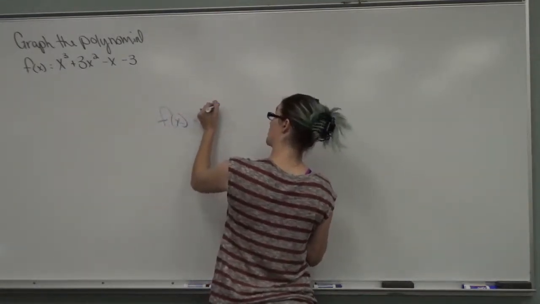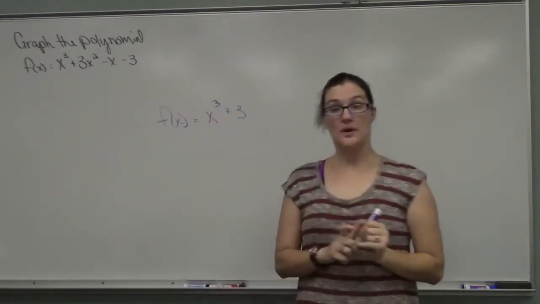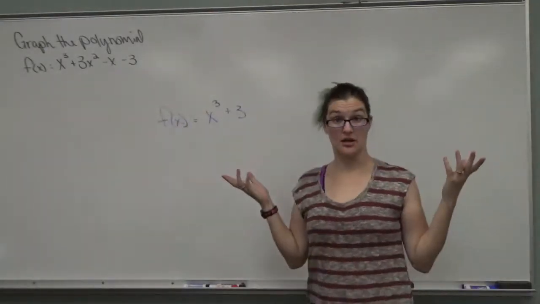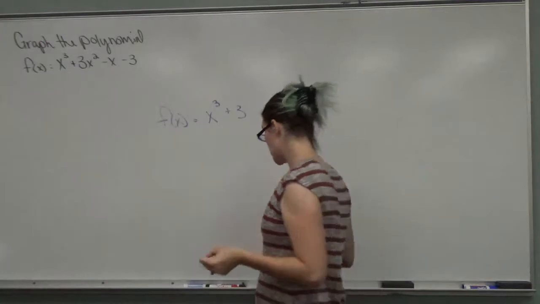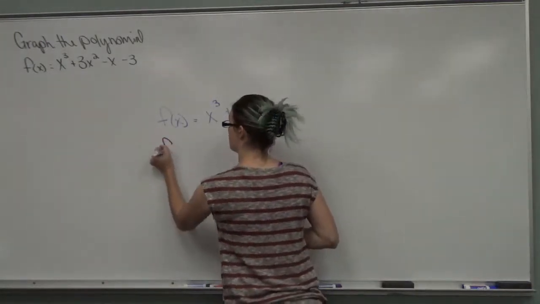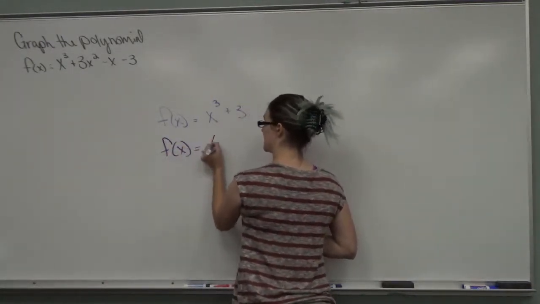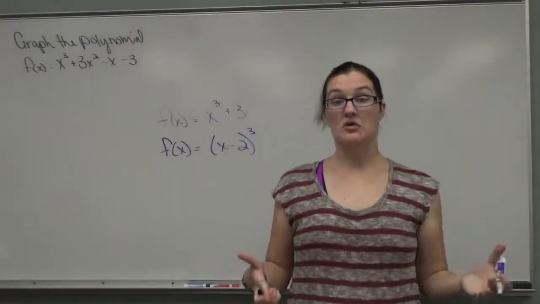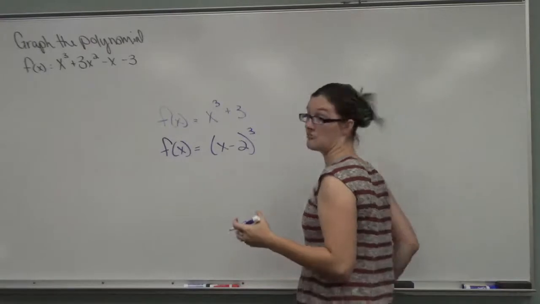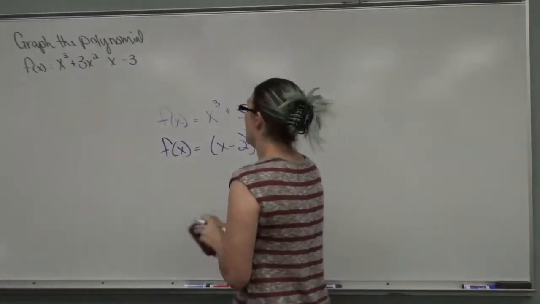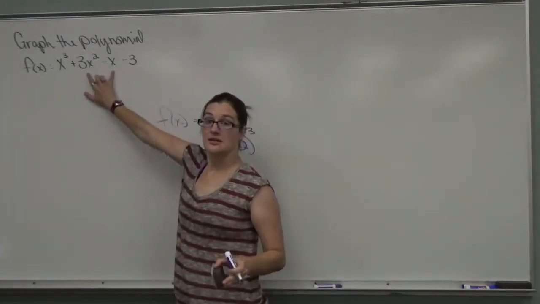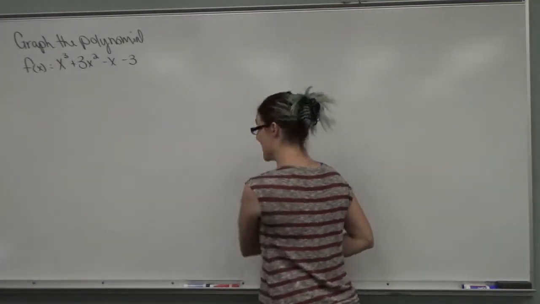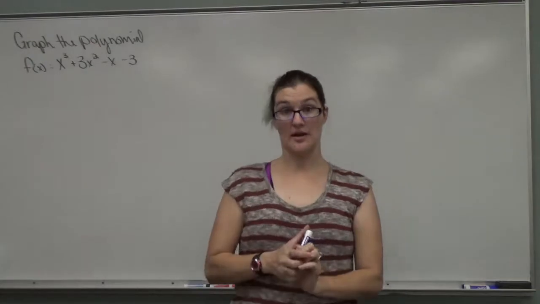If I had given you f of x equals x cubed plus 3, we could say, well, that just takes the graph of x cubed and translates it up 3. So that's just a shift, that's just a translation. Or if I gave you f of x equals (x minus 2) cubed, we could say, well, that's a horizontal shift. It's going to go to the right too. The difference here is it's not in that pretty format. We have the x squared, we have the x, we don't exactly know what's going on here.